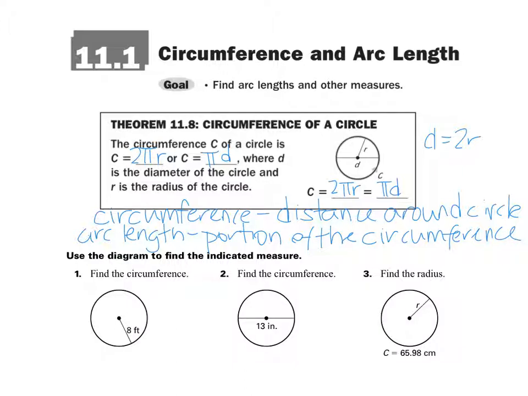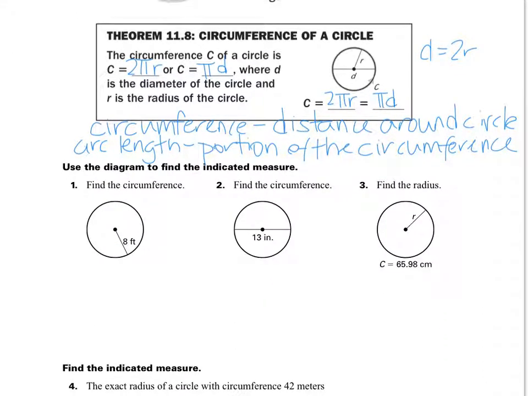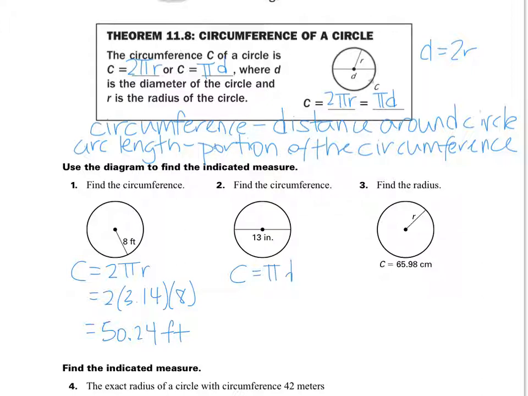Okay, so I'm going to find the indicated measures. Find the circumference. It's 2 pi r, where pi is 3.14. Radius is 8. So 50.24. And because I'm finding a distance around a circle, it's linear units. I'm given the diameter this time, so I can just use the pi times diameter formula.